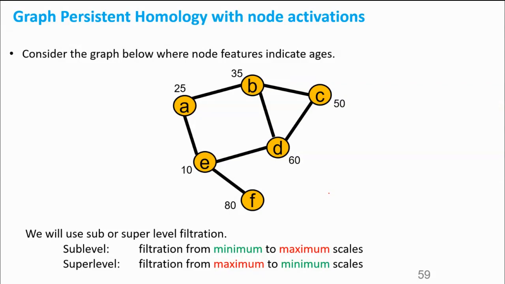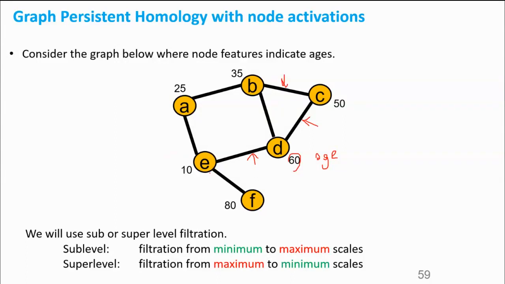Okay. Now, what about persistent homology with node activations? Consider the graph below where we have features on nodes. This time, these, for example, 60 belongs to this node D. It can be the age, for example. It can be the age of a person. There are no edge features here, as you can see. In the previous graph, we had features on edges.